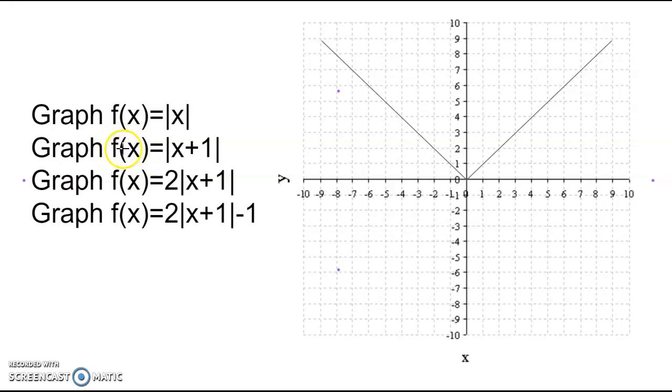And for the next step, graphing f of x equals absolute value of x plus 1, anything inside the absolute value is a horizontal change, left or right. So x plus 1, you would shift the graph left 1, and x minus anything, it would shift the graph right. So for this graph, we're going to draw a new graph right here.